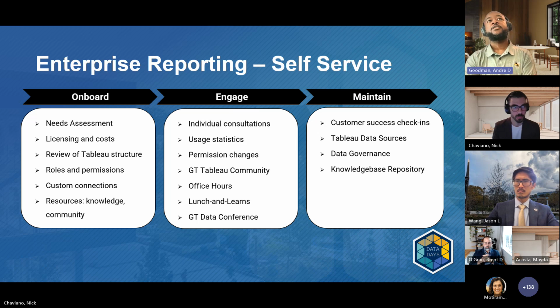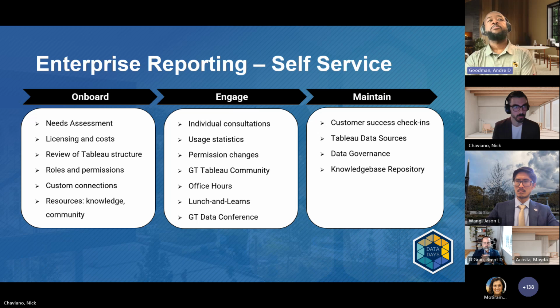So we do a needs assessment to get a sense of what you actually need, helping you understand the level of commitment to being onboarded, the cost that may be incurred to your campus unit if you'd like to be self-service, which technically starts at $0.